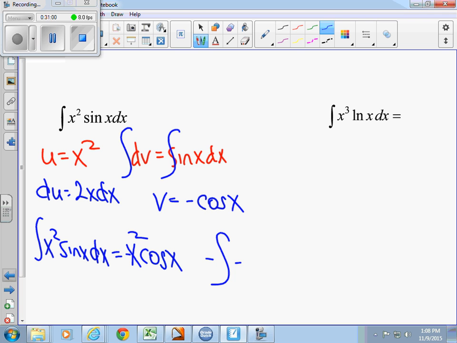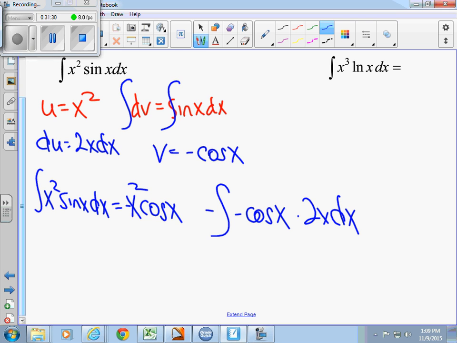You're lost? Where? I thought I got it, and you just erased it. v times u minus the integral of cosine of x times 2x dx. Any questions so far? I can simplify that a little bit.